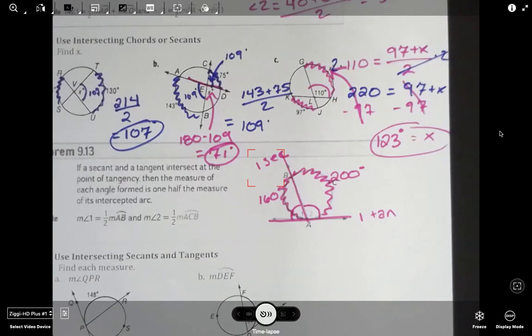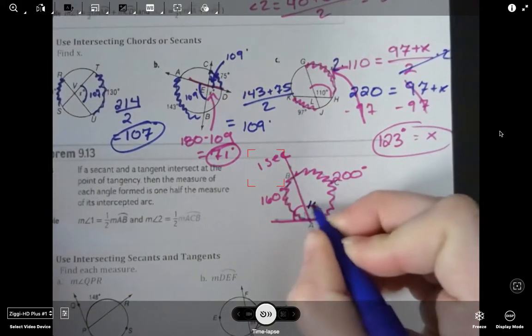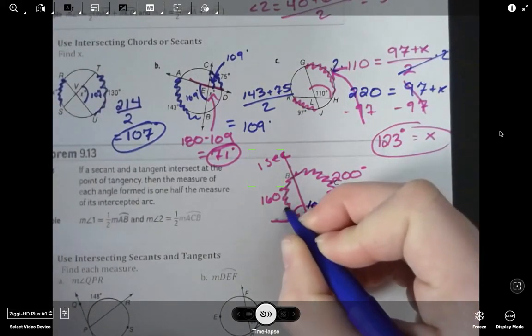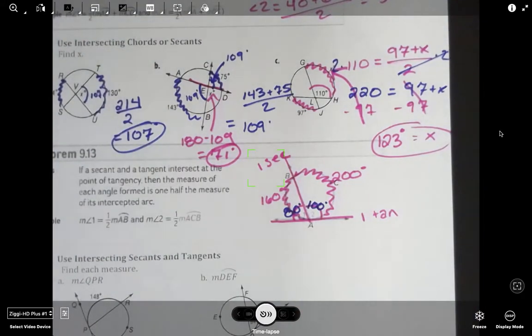How can you find those? It's just half. So angle 2 is half of 200. So this guy would just be 100, and this guy would be 80. It's just half of where that arc is. When a tangent line and a secant line come together, you don't have to add together and divide by 2, or subtract and divide by 2, or whatever. You just take it in half.